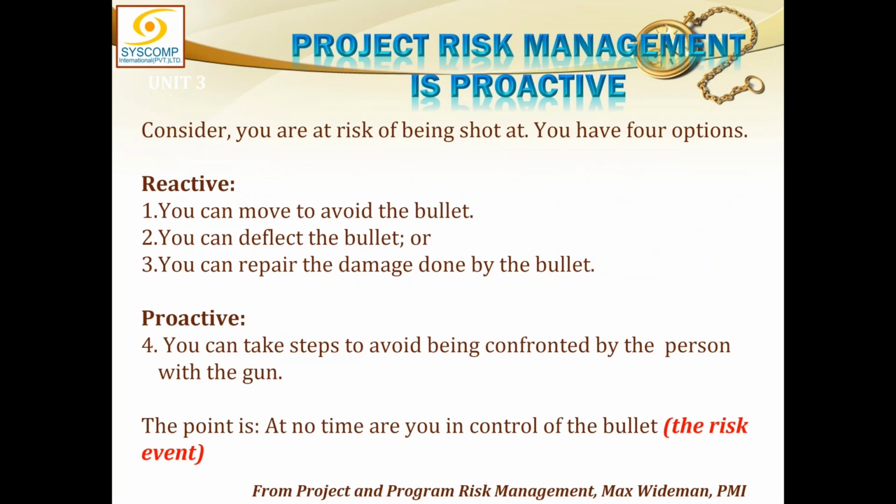Okay, consider you are at risk of being shot. These examples might not be very good examples, but they give you a fair idea what we are going through. So if you are sure you are at a risk of being shot at, you have four options. Number one, you can move to avoid the bullet. If you can dodge the bullet, you can deflect the bullet. Maybe you can take shelter behind something which can save you from the bullet, which can deflect the bullet or something.